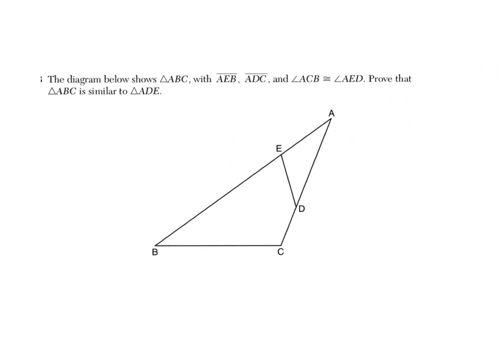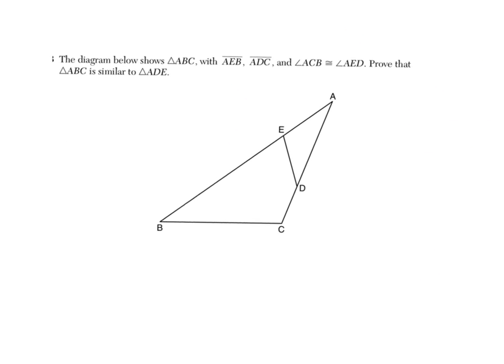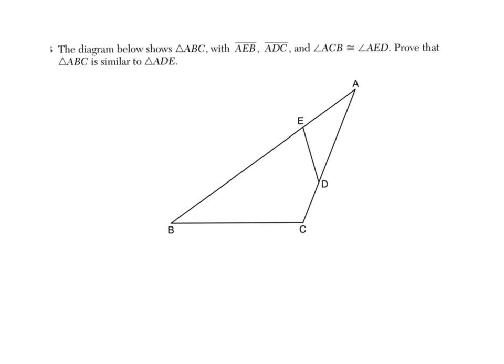Alright, here's one last one. Just doing a quick walkthrough on these abbreviations for you. This one says we've got two triangles, and ACB, if I trace it over with my pen, ACB is congruent to angle AED.